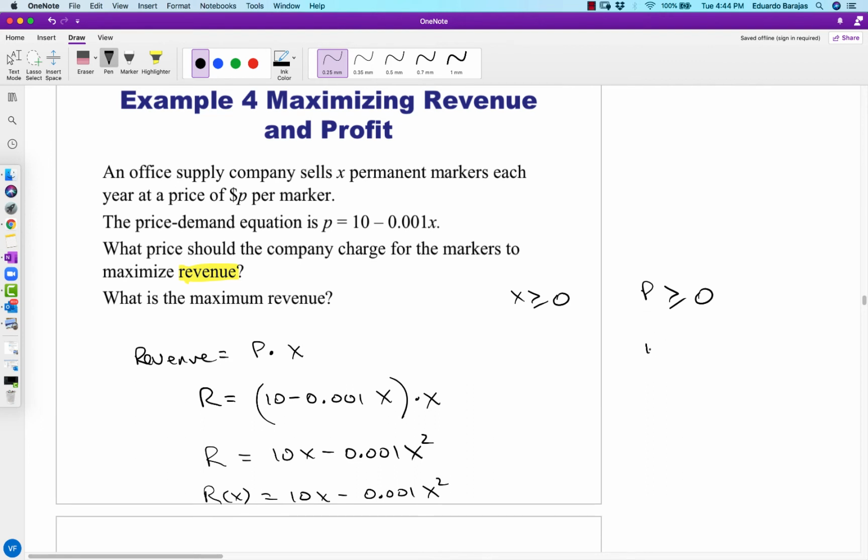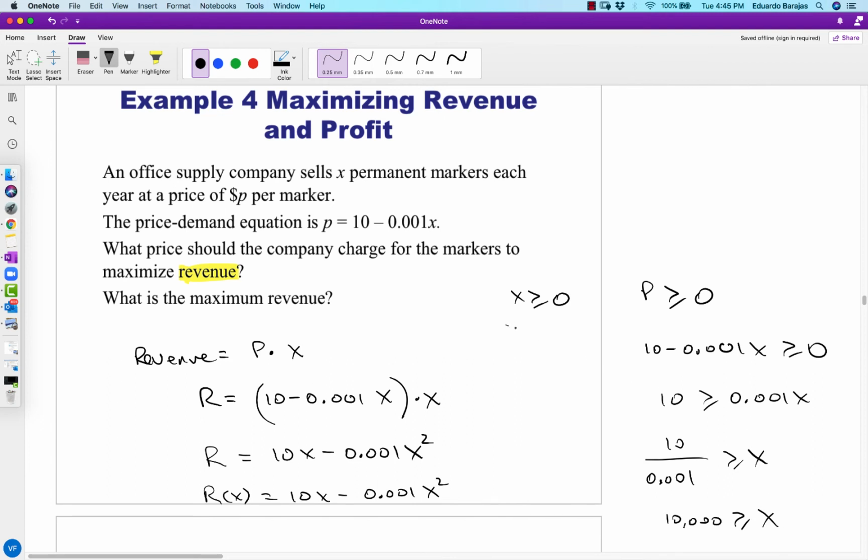So price is also equal to 10 minus 0.001x. So if we solve for x, we get that 10 must be greater than or equal to 0.001x. Divide both sides, we get 10 divided by 0.001 is greater than or equal to x. And if we divide those two, we get 10,000. So 10,000 is greater than or equal to x.